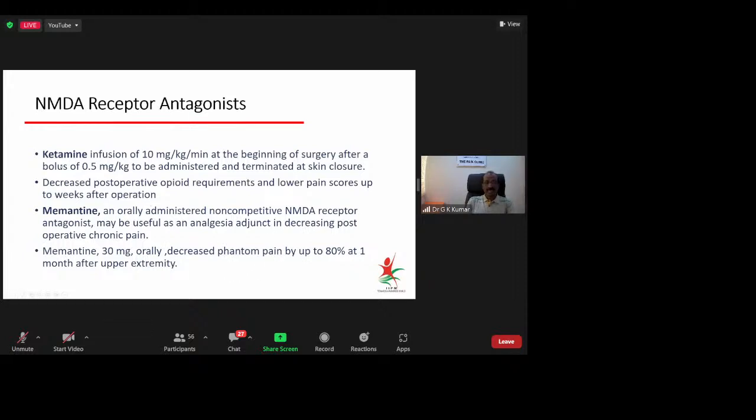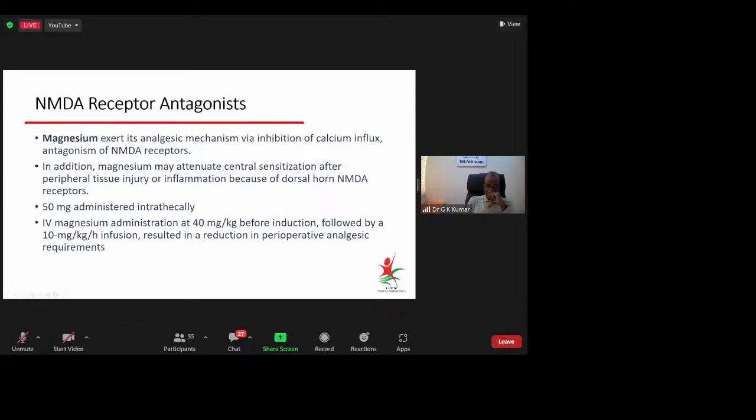So right now, the NMDA receptor antagonists ketamine and memantine have very limited usage. Memantine has a long way to go before we choose this drug. But magnesium has promising results. It also acts through the NMDA receptors, 50 milligrams administered intrathecally, but we have to do the studies. There are only a few studies available for this one, but IV magnesium, administered before induction and followed by an infusion, is widely used and has promising results, resulting in reduction of perioperative analgesic requirements.